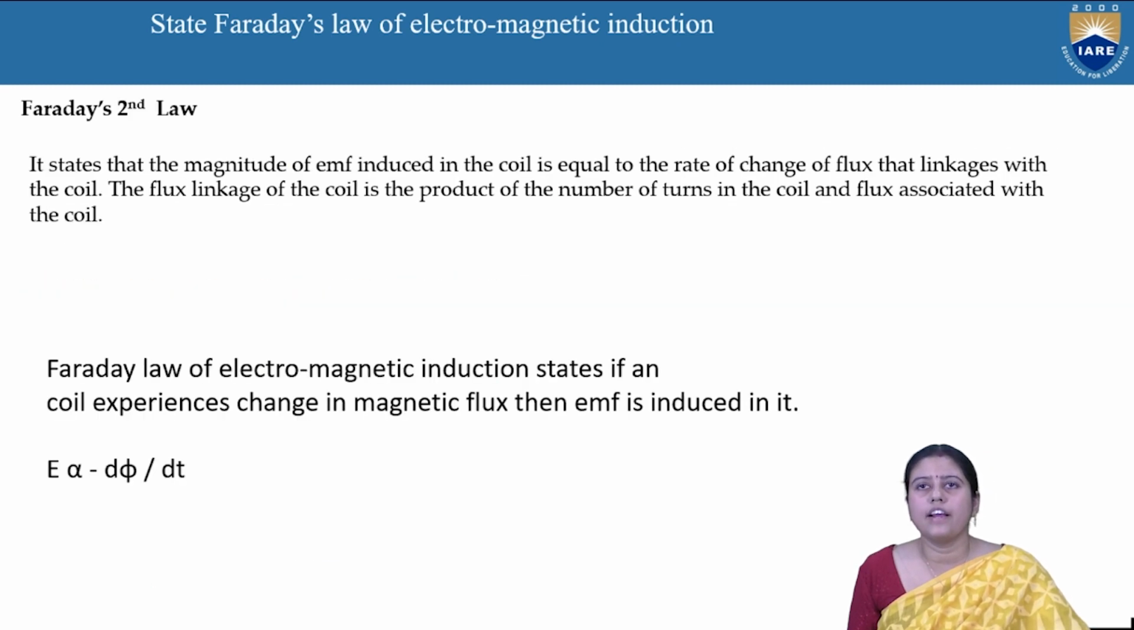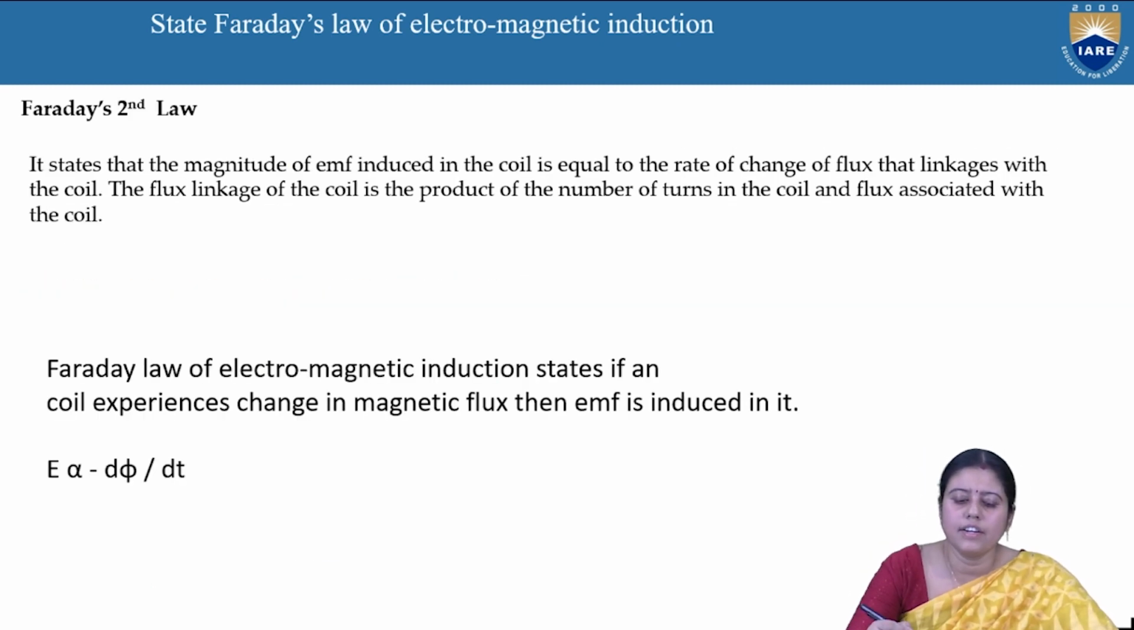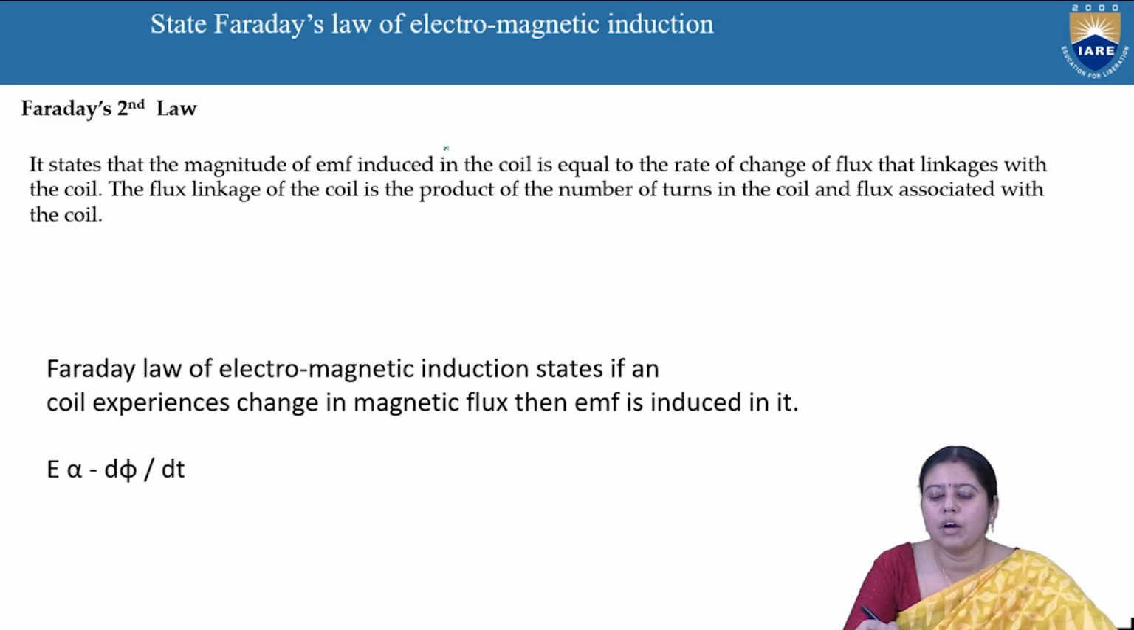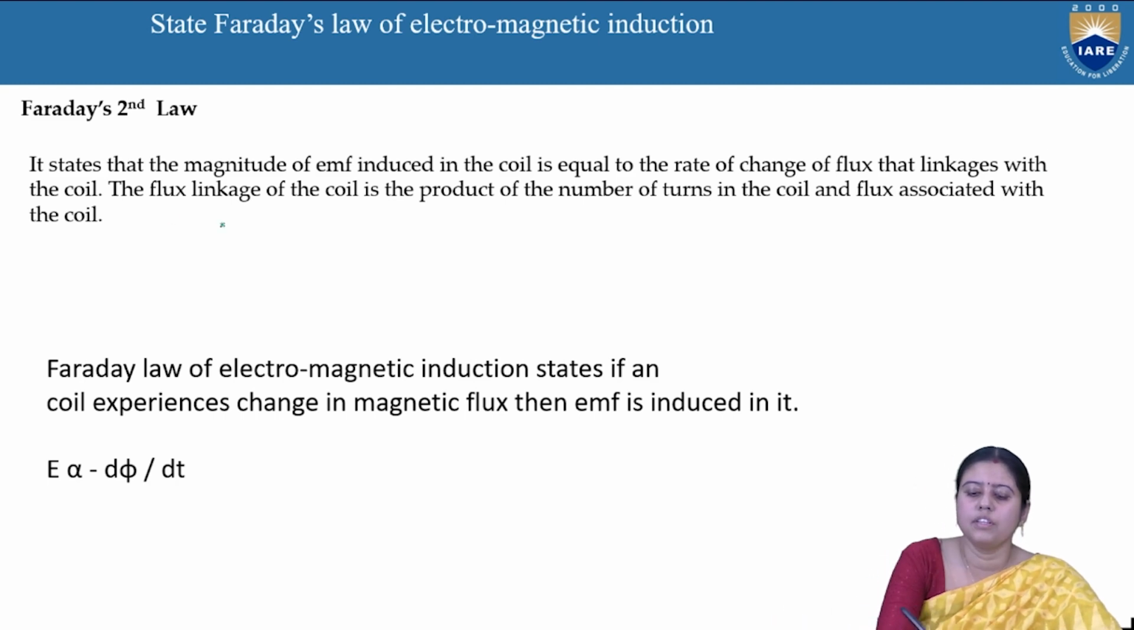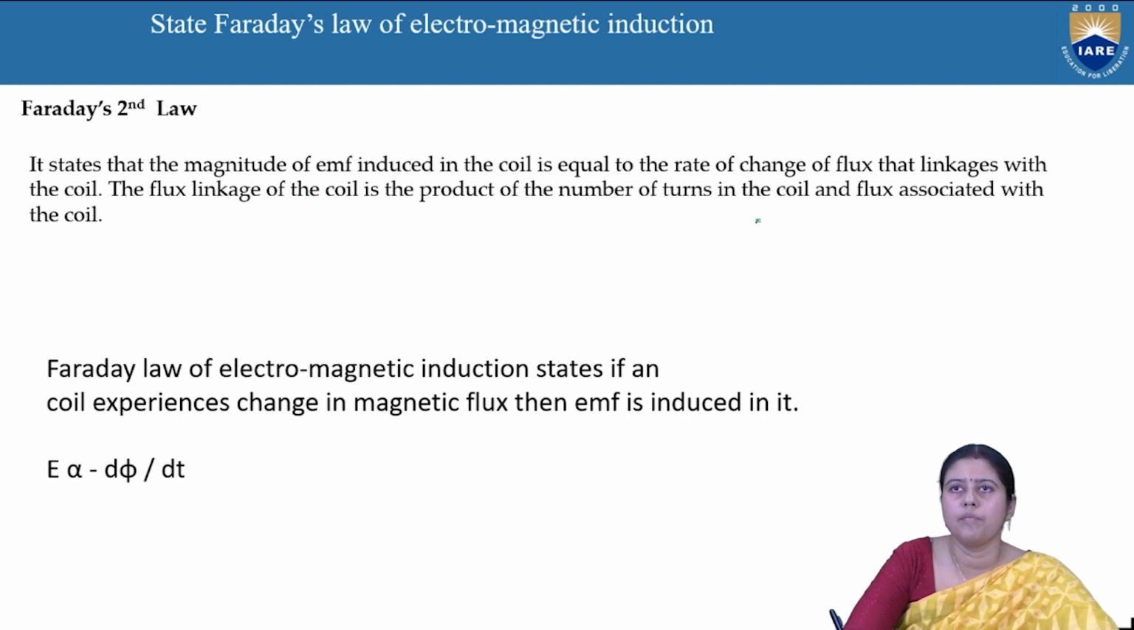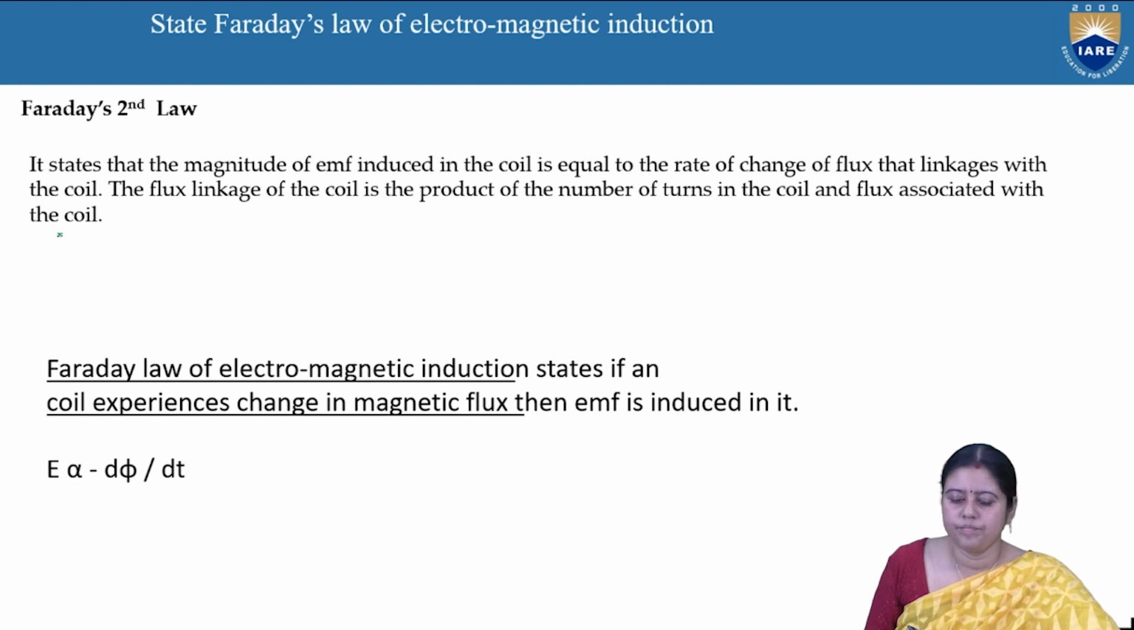What does Faraday's second law tell? Faraday's second law tells that the magnitude of the EMF in the induced coil is equal to the rate of change of flux linkage with the coil. The flux linkage of the coil is the product of the number of turns of the coil and the flux associated with it.